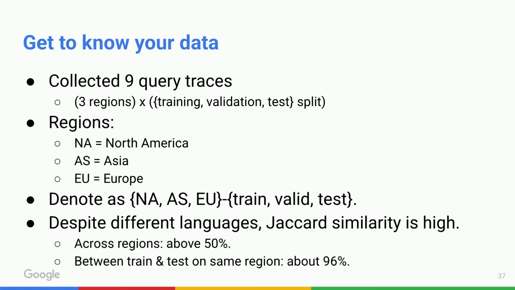And here's a really interesting thing. Despite the fact that the Asian queries are mostly coming in Asian languages, and the European queries are coming in European languages, if you look at each query trace represented as a vector of terms, where each term is basically the total number of pages, the PL size requested, so each of these is going to be a vector. If you compare those vectors using Jaccard similarity, it's actually quite high. Between train and test on the same region, you expect it to be high, and it's about 96%. But even across regions, it's above 50%.